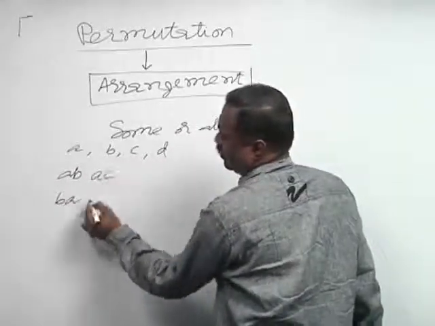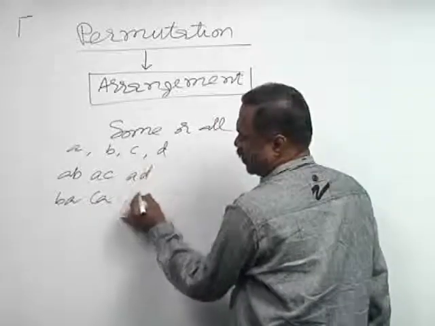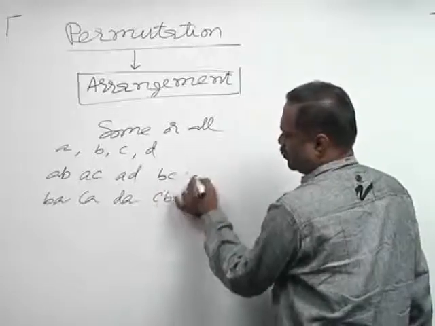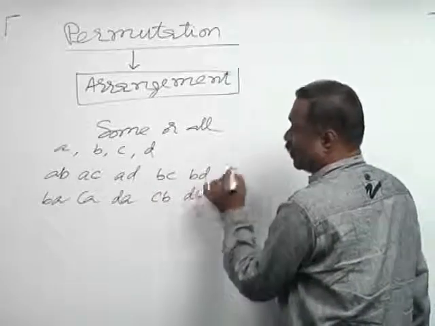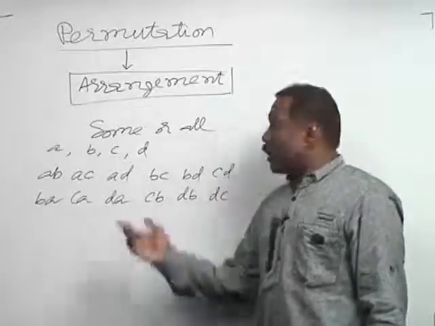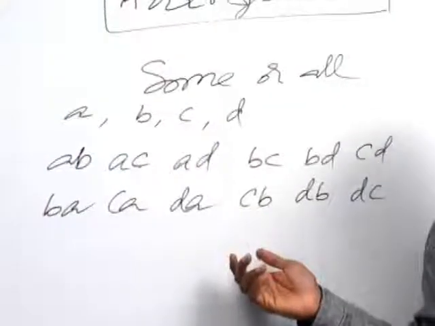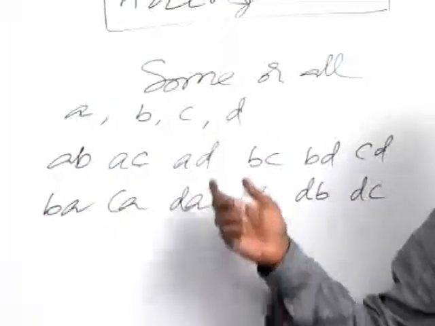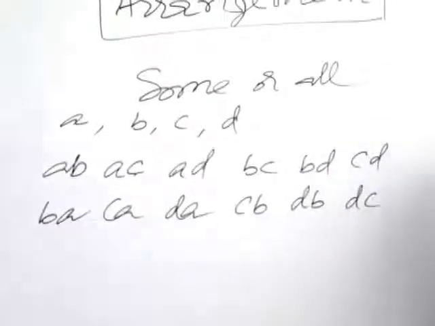This is AC, can be written as CA. This is AD, can be written as DA. This is BC, can be written as CB. This is BD, can be written as DB. And this is CD, can be written as DC. Now these many different arrangements we can make by taking 2 at a time from ABCD.